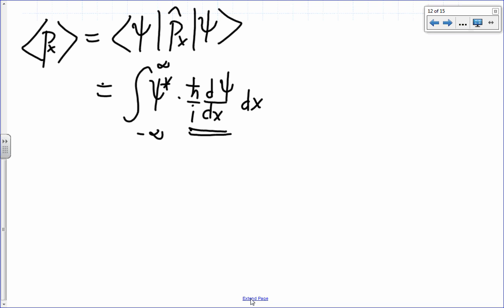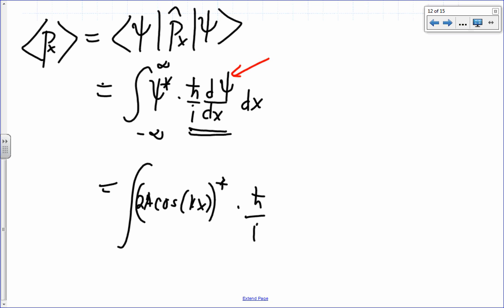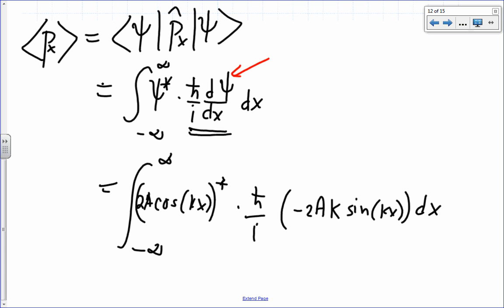What's the derivative? What is psi? Cosine, right? Psi star is 2A cosine kx, star, times h bar over i. What's the derivative of 2A cosine kx? Negative 2A k sine kx dx from negative infinity to infinity.